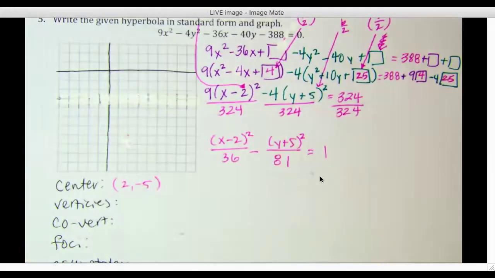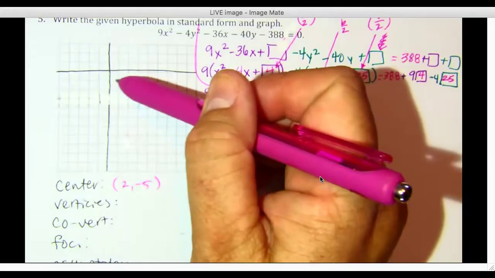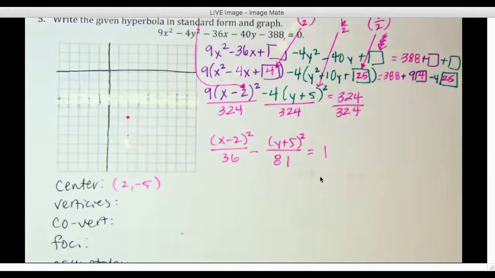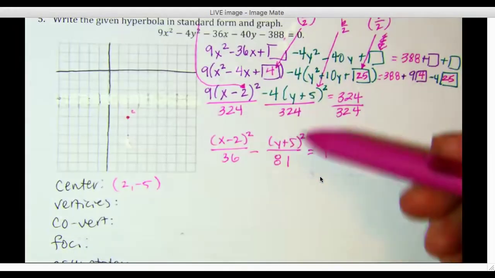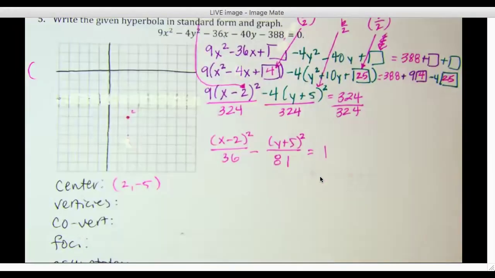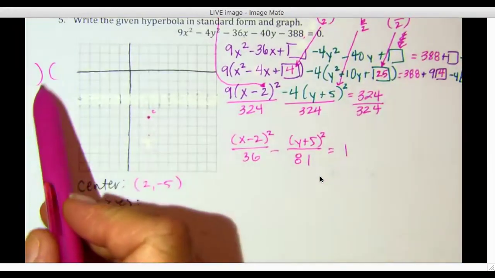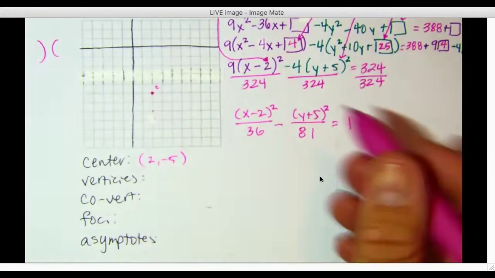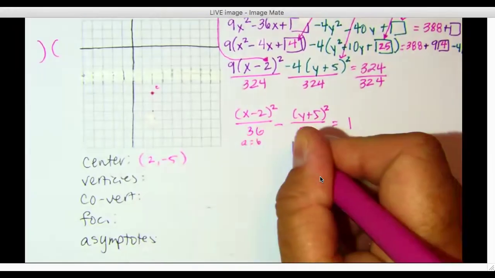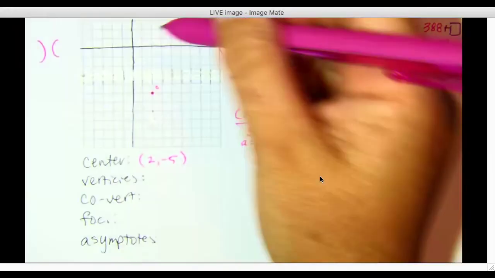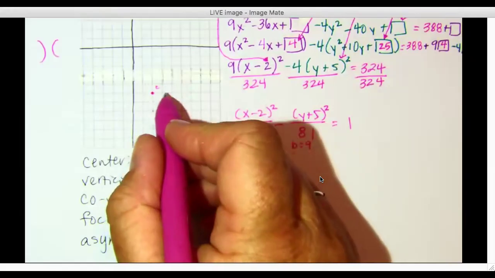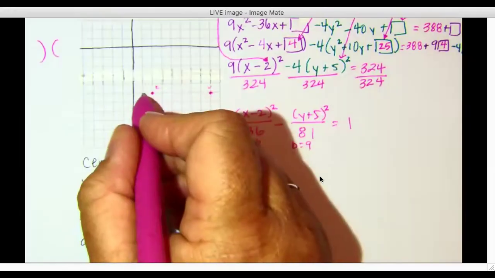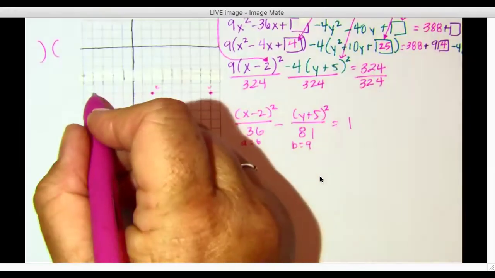Okay. So my center is at 2, -5. So 1, 2, 3, 4, 5. That's my center. We know that because x is positive, this is a horizontal hyperbola. So I'm expecting to see this horizontal hyperbola here. And my A value is 6 and my B value is 9. So I'm going out to the side 6. So 1, 2, 3, 4, 5, 6 for my vertex, and 1, 2, 3, 4, 5, 6 for my other vertex.